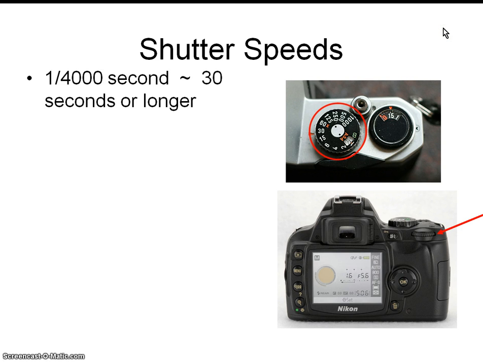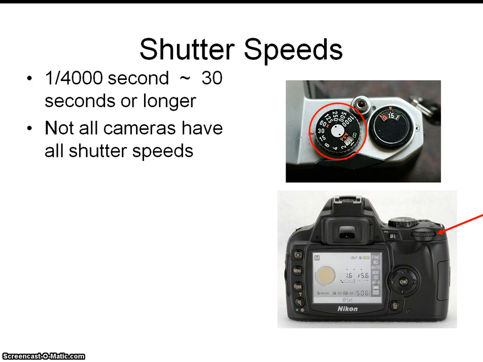On our cameras, the fastest shutter speed is 1/4000th of a second. Our slowest shutter speed is 30 seconds, but we can actually go a little bit longer than 30 seconds if we set our camera to bulb, and I'll show you that in class. Bulb means however long I hold the button down. But generally the one that's listed is 30 seconds. That's our longest. Not all cameras have all shutter speeds.